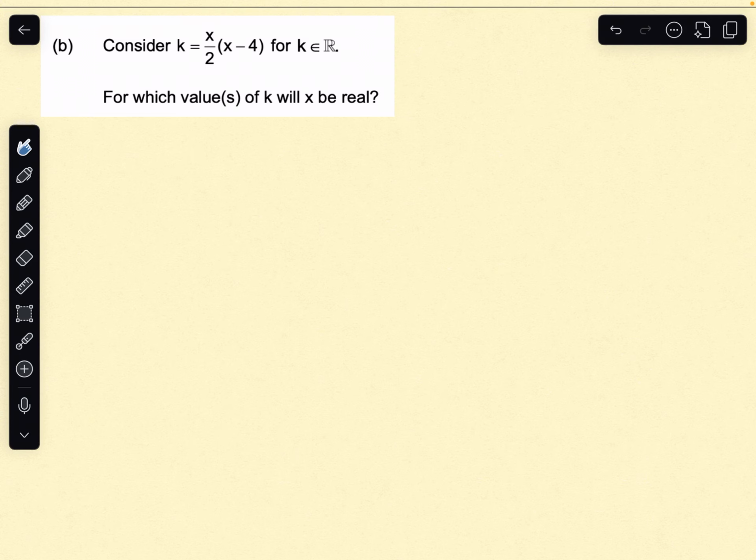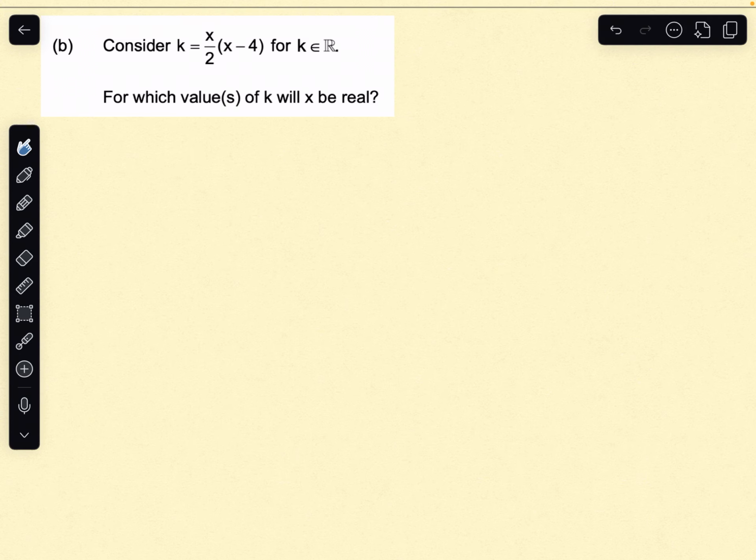We are rambling about IEB May 2025 paper 1, question 7b, I believe. Yes. Right. Consider k is equal to x over 2 times x minus 4, for k an element of the real numbers. For which values of k will x be real?